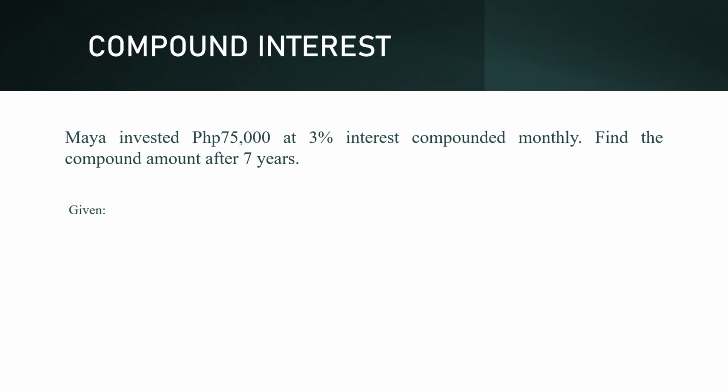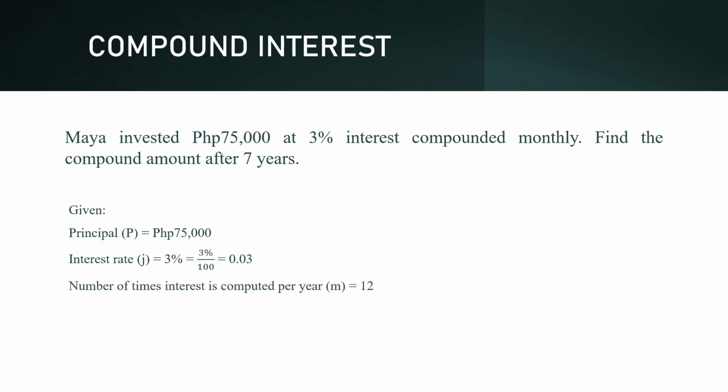Just like the process in the simple interest problem, the first thing we'll do is to get the given. First, the principal is 75,000 pesos. Then, the interest rate, which is denoted by a small letter J in compound interest, is 3%. Again, we'll convert it to its decimal form, so we'll divide it by 100, resulting to 0.03. Then, since it is compounded monthly and there are 12 months in 1 year, the number of times interest is computed per year, which is denoted by a small letter M, is 12. The time, which is denoted by T, is 7 years.